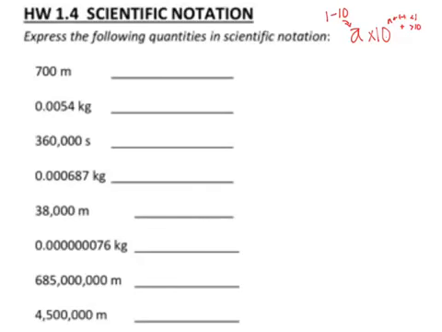So let's look at the first number. We have 700 meters. We have to make that 700 first a number between 1 and 10. So 700, if I add a decimal point after the 7, or just 7, times 10. In order to do that, I moved my decimal point over 2 places, and because 700 is greater than 10, my exponent will be a positive 2, and meters.